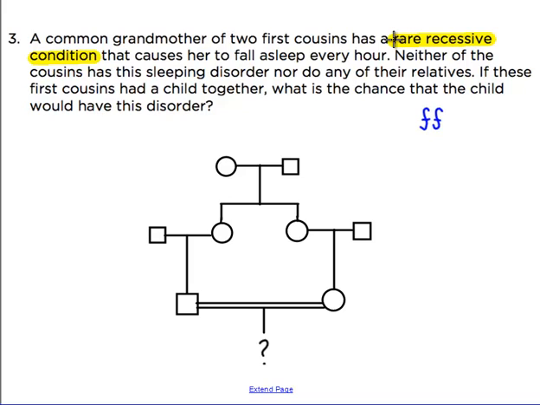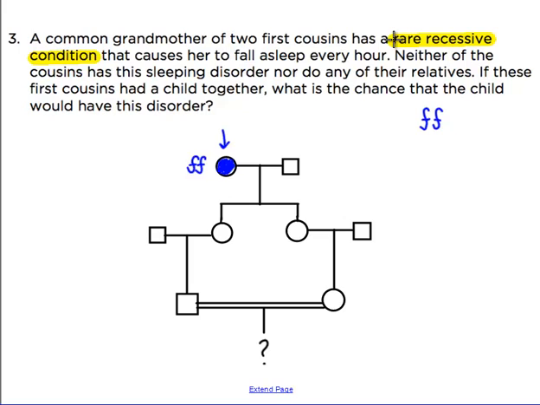So I went out and drew a pedigree, and this is a little arbitrary because the parents of the first cousins could either be sisters, they could be brothers, or they could be brother and sister. But this is the common grandmother here, and she is the one who has this condition. So let's shade her in. And therefore, we know her genotype is little f, little f.